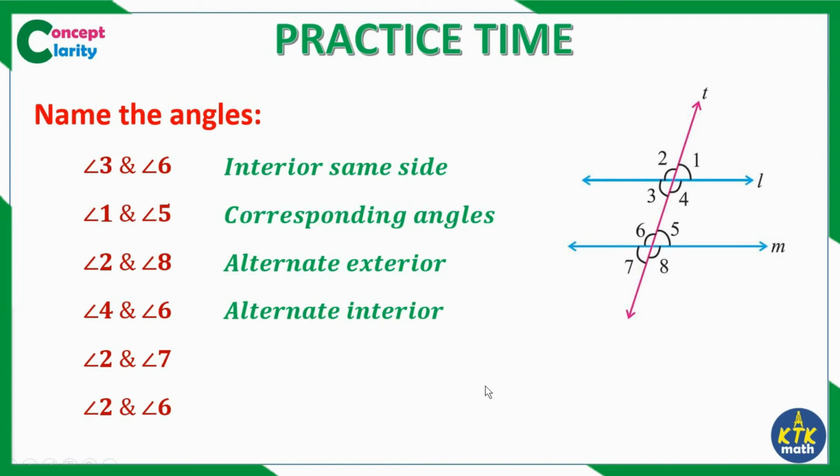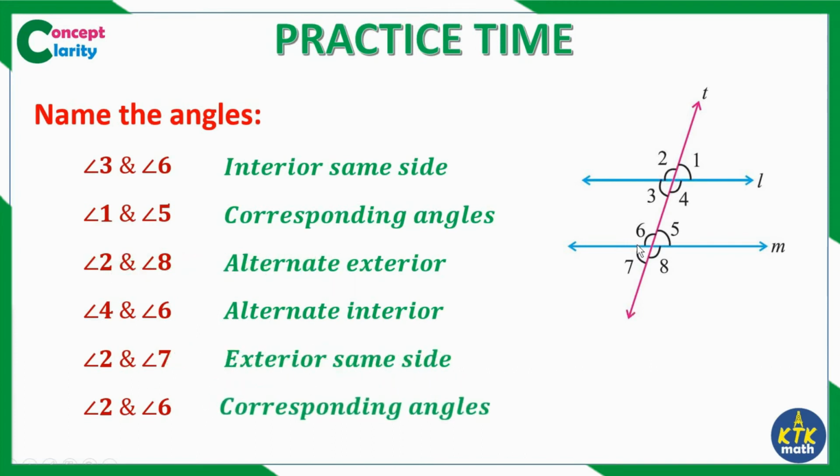Okay, why am I insisting that you find the names first? Only after knowing the names can you apply the property, which we will be learning in the next slide. Next one, 2 and 7. 2 and 7 are both exterior same side. In the same way, 2 and 6 are corresponding. I hope this practice is enough for you. We'll move on to the next one, which is very important.